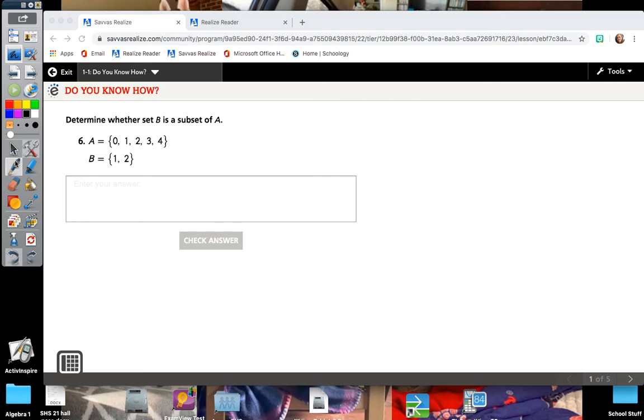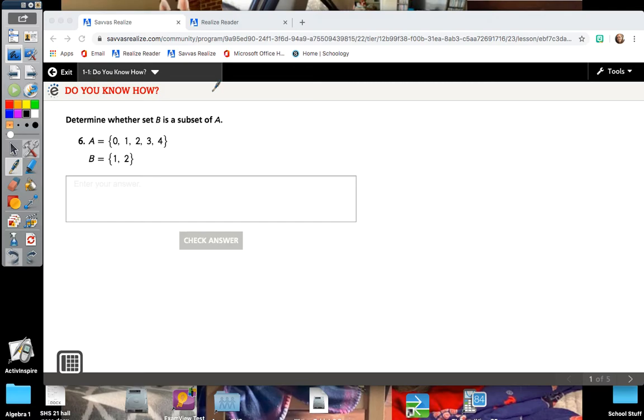and write it down. So back to the very first example we did. That's what this one's about. Determine whether set B is a subset of A. So A has 0, 1, 2, 3, 4, and B has 1 and 2. So could it be a subset of A?